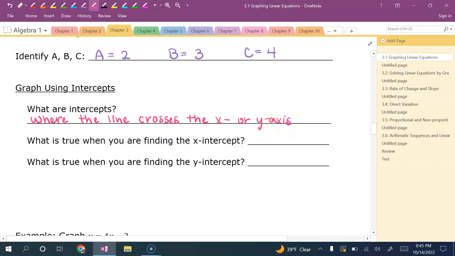Okay? What is true when you're finding the x-intercept? Well, if it's on the x-axis, then that would mean that y is going to equal 0. So if they're asking you what would be true about finding the y-intercept, hopefully you guys can say that, well, x would be equal to 0.